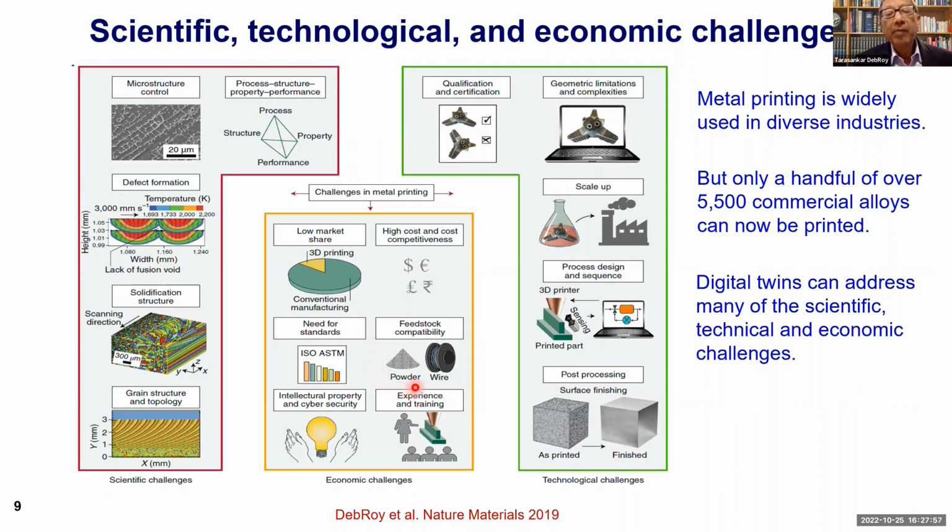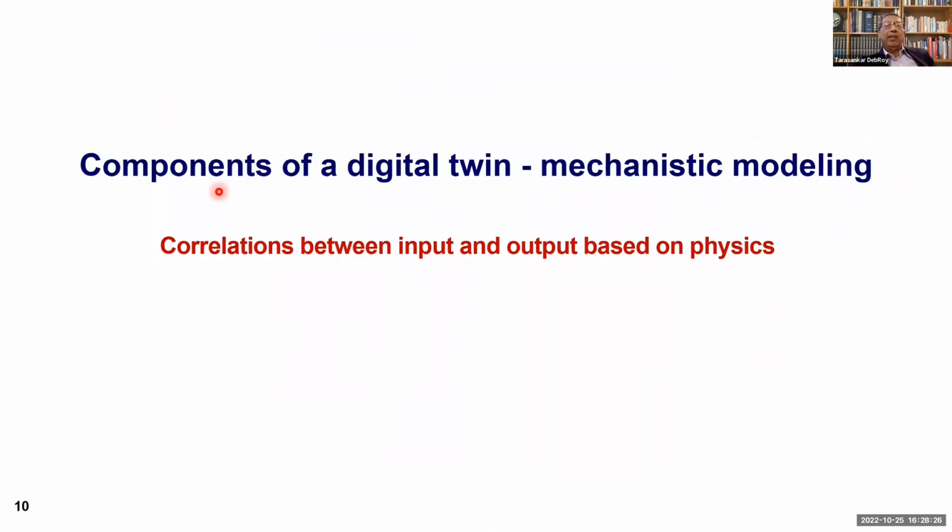Not all metals and alloys are available in powder form or wire form. So that is a difficulty. And because it is a newer technique, intellectual property and the experience and training of people are also an important economic challenge. One of the ways of reducing uncertainty is to use scientific principles of physics, which we call mechanistic modeling.